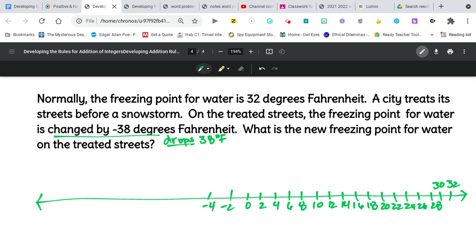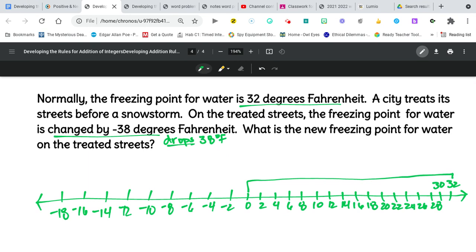-2, -4, -6, -8, -10, -12. We're going to pretend like they're all evenly spaced, although we see that they're not. Okay, so I'm counting by twos. So if it starts off at 32 degrees Fahrenheit, I'm going to go to 32. There's the 32. That's normally the freezing point for water.